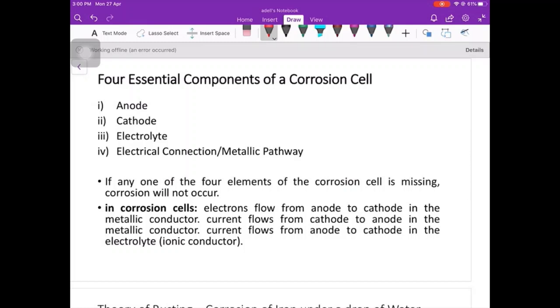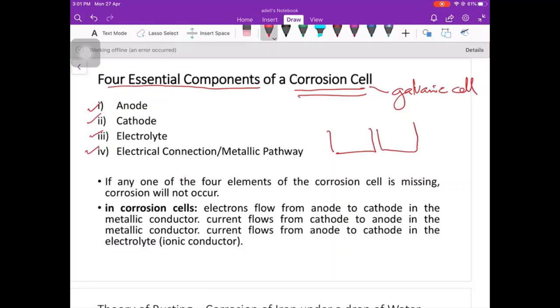Okay, next, there are 4 essential components of a corrosion cell. It is similar to a galvanic cell. A galvanic cell or corrosion cell must have 4 essential components. One is the anode. Next is the cathode, the electrolyte, and also the electron pathway or electrical connection. Okay, so we will call back to this galvanic cell.